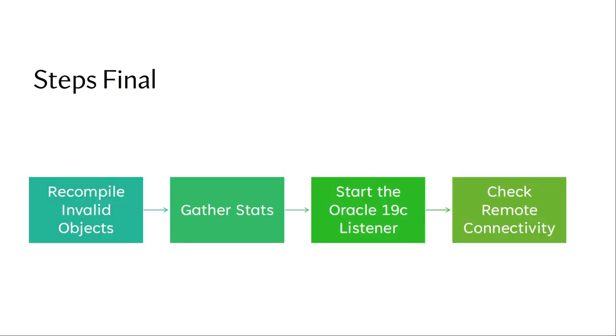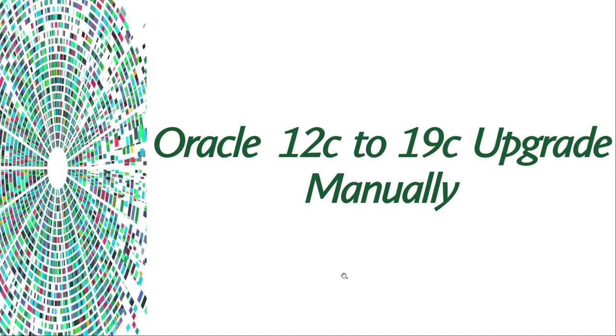And finally, we recompiled invalid objects, gathered the stats again, started the Oracle 19c listener, and we checked the remote connectivity. I hope this particular tutorial was useful. In this particular tutorial, we learned how to perform the Oracle 12c to 19c upgrade manually.